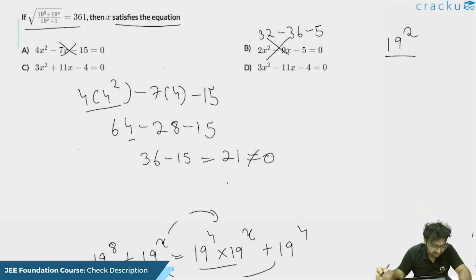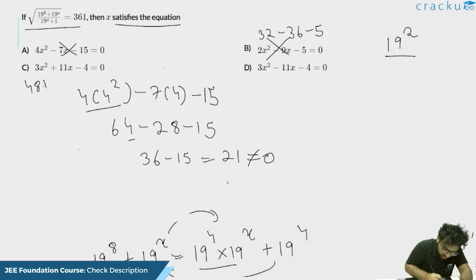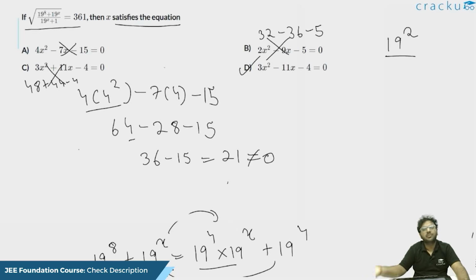Then let us see option C. So 3 into 4 square. 4 square 16, 16 3s are 48. 48 plus 44 minus 4. So this is basically what? 40 plus 48, 88. Of course not equal to 0. So option D would be correct. Okay, because that's the only option left.